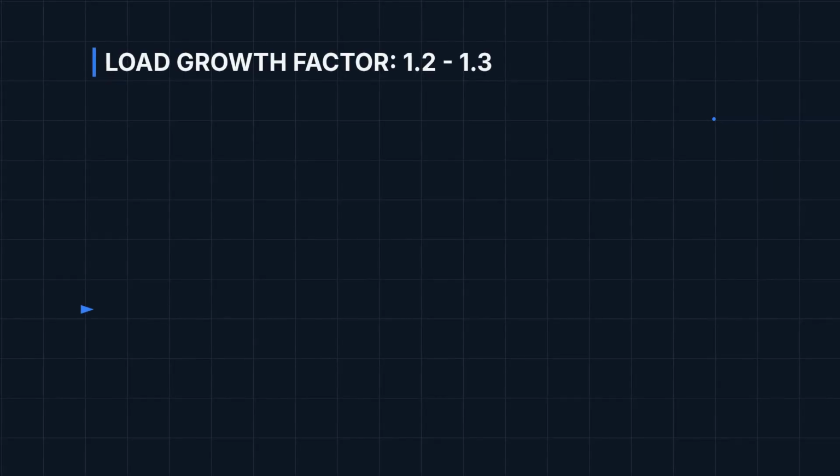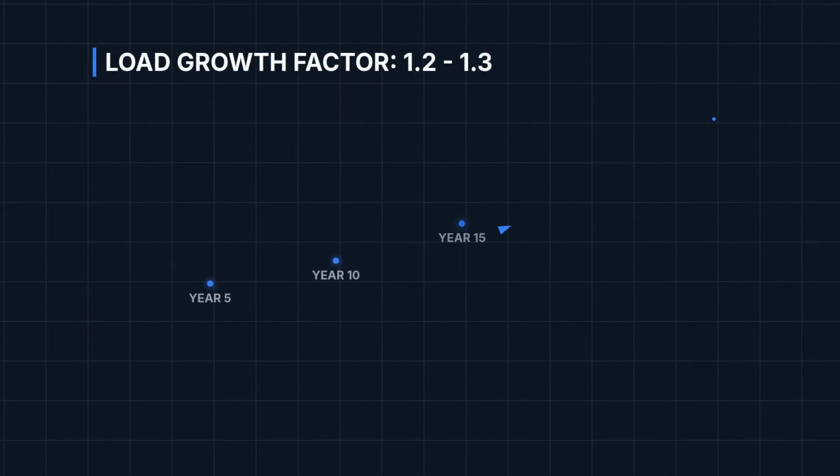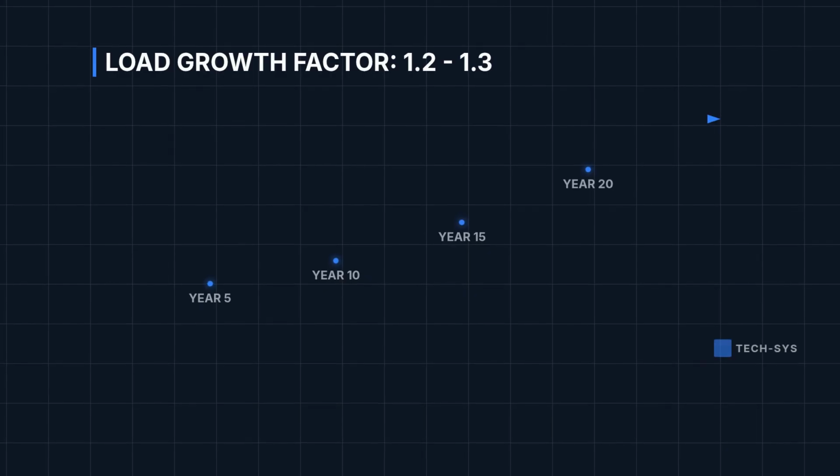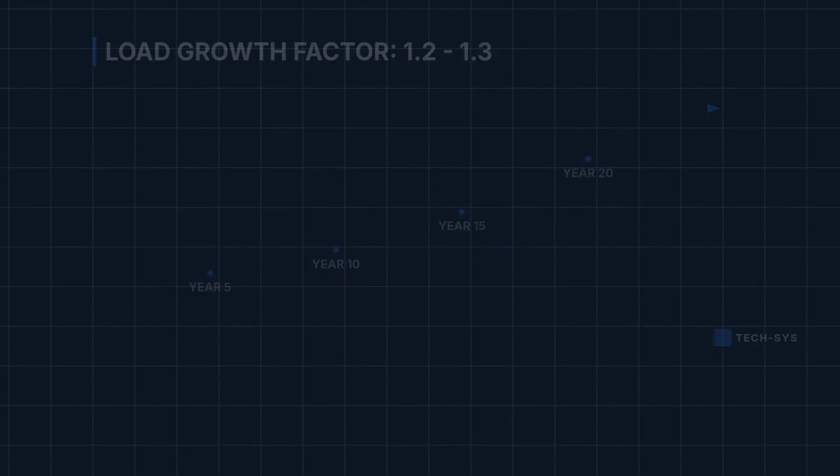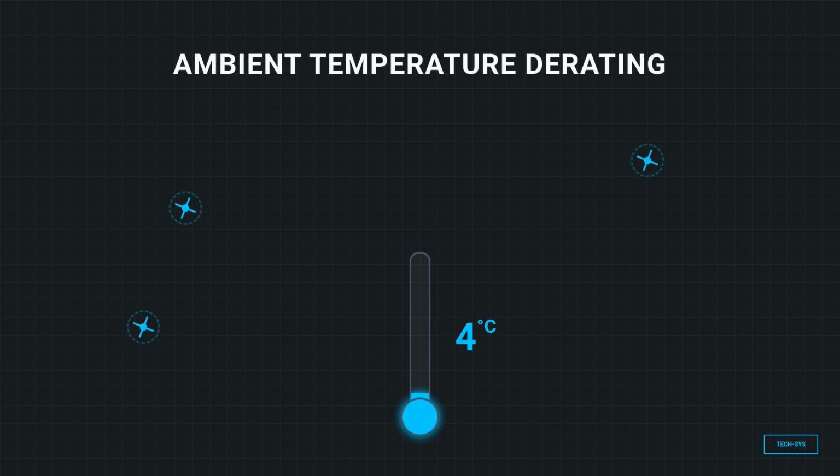Load growth factor accounts for future expansion, commonly set at 1.2 to 1.3 for a 20% growth allowance. Finally, ambient temperature derating adjusts for operating conditions, with 1.0 for standard 40 degrees Celsius environments. Let me demonstrate with a real example.